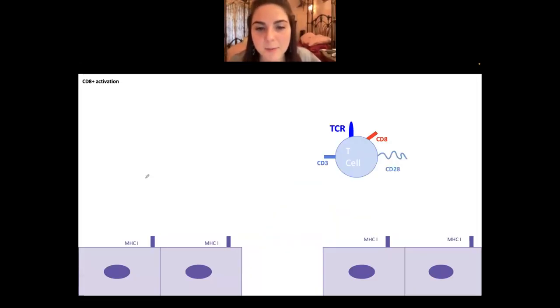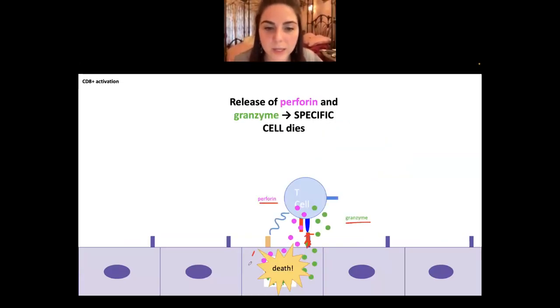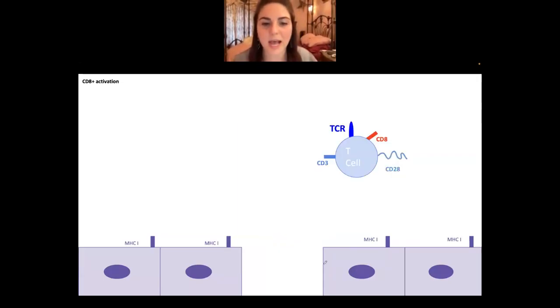Once that happens, what's really cool about CD8 positive T cells is that it's a very specific process. It literally only kills this one cell. It doesn't cause any other cells in the little sheet to get affected. It's only the cells that are putting that viral antigen on their surface.